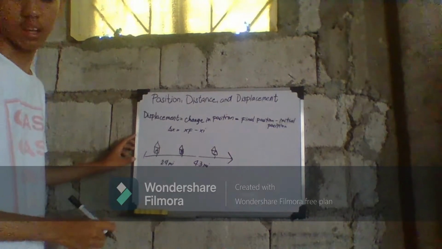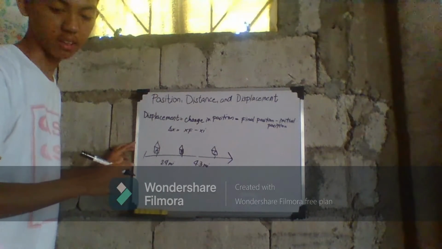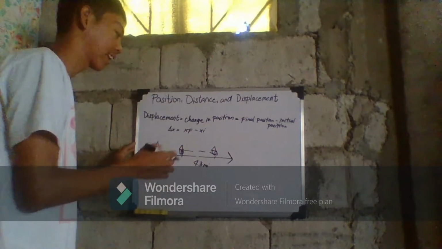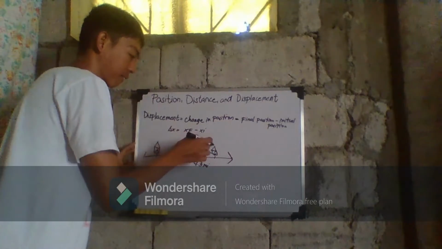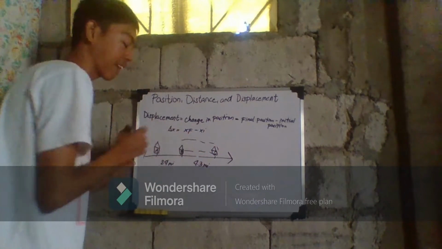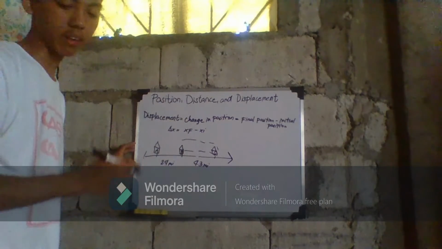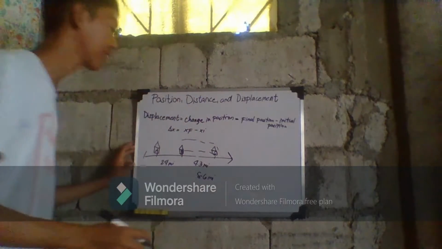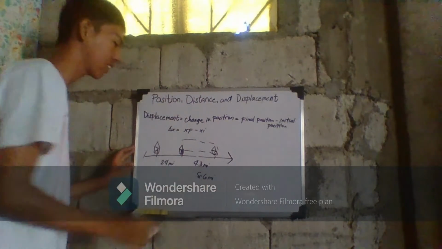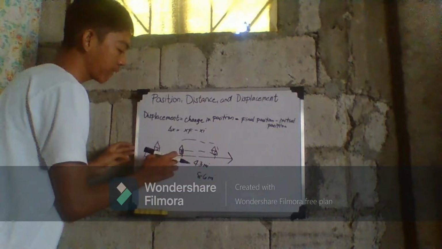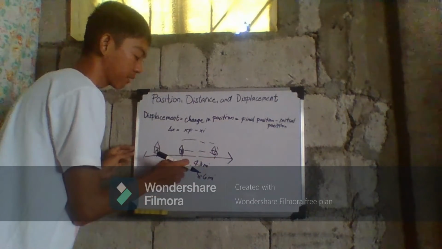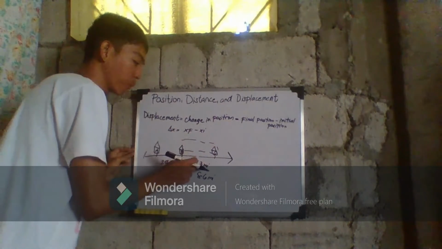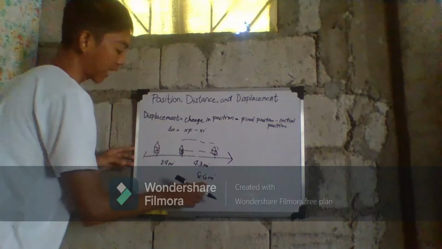So, as we said, change in position. From house B to house C, we have 4.3 miles. Then, from house C to house B, we have 4.3 miles, which equals 8.6 miles. How did we get that 8.6 miles? He traveled from house B to house C, which is 4.3 miles, and from house C to house B, which is 4.3 miles. So, it equals 8.6 miles.